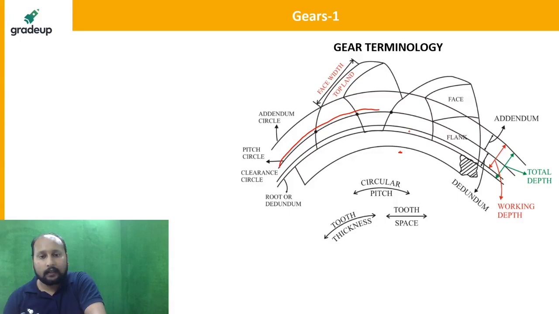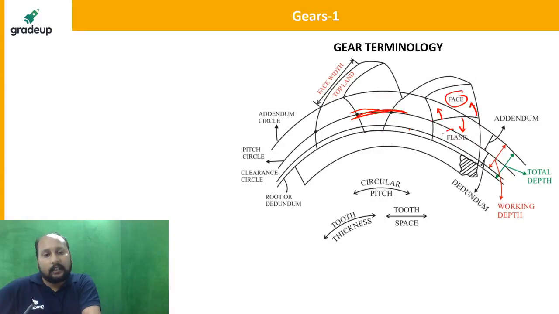Fine. This red line is known as the pitch circle. Clear? Now, the portion of the gear above the pitch circle is known as the face, and the portion which is lower than the pitch circle is known as the flank.